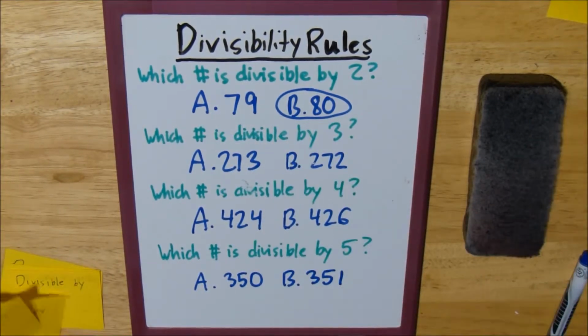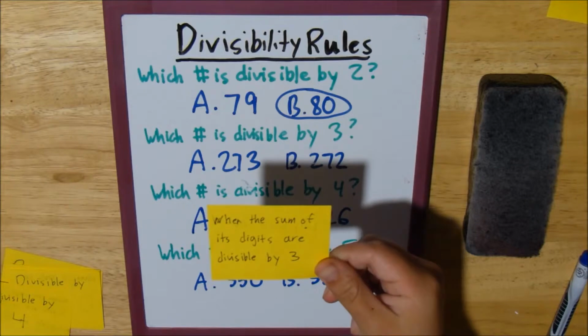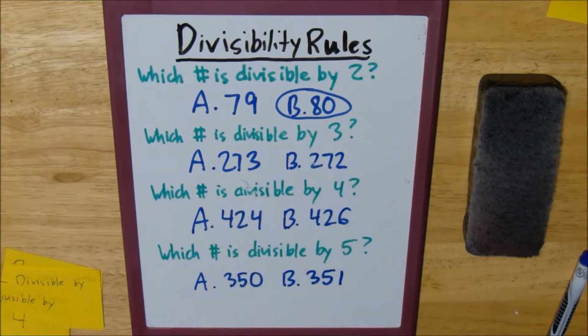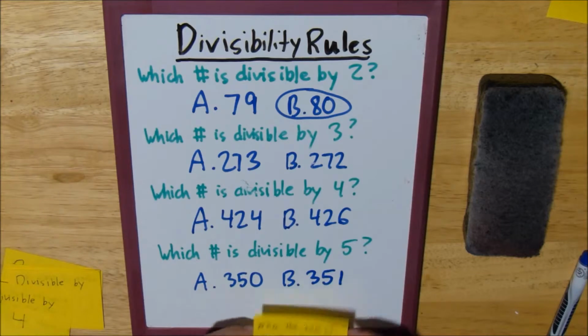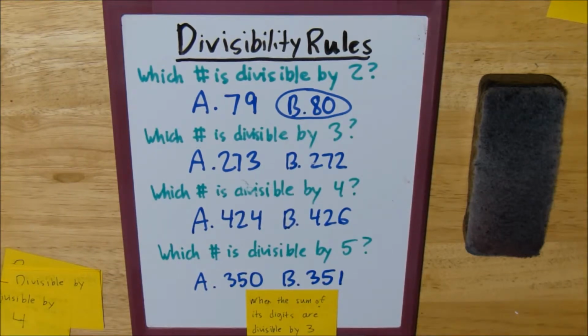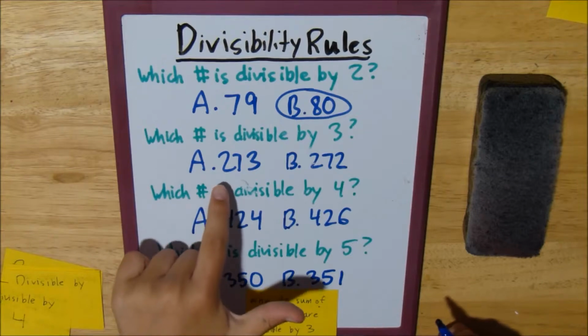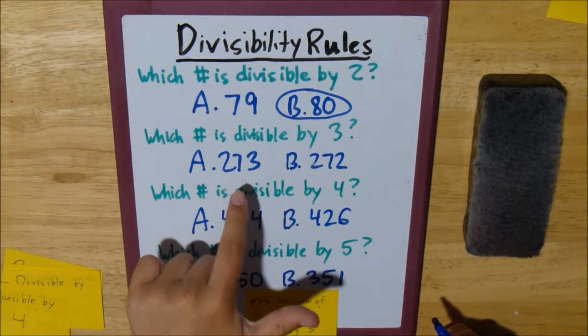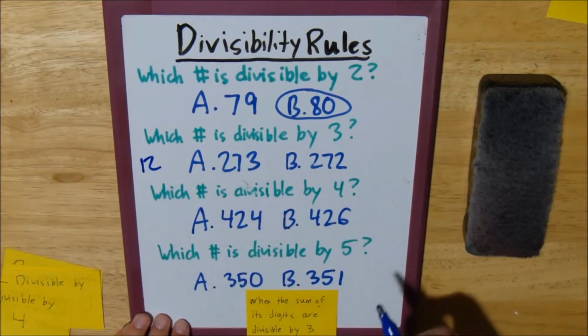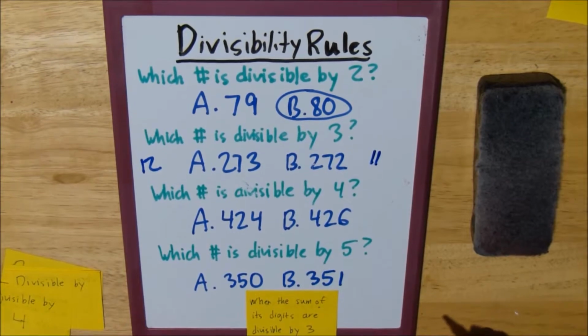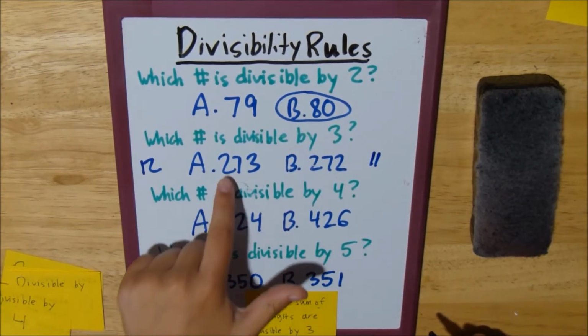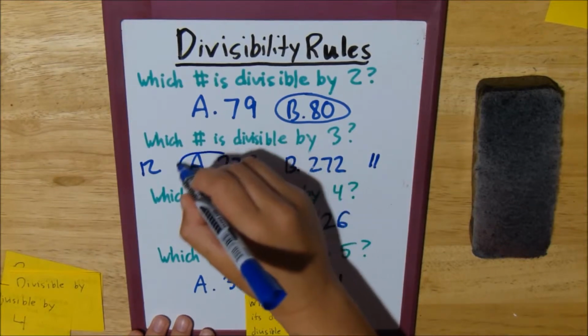Let's move on to divisible by 3. The rule for divisible by 3 is when the sum of its digits is divisible by 3. So essentially, we're just going to add up these numbers, and if that number is divisible by 3, then the entire number is divisible by 3. Okay? So, let's start off with this one. 2 plus 7 plus 3, so 2 plus 7 is 9, 9 plus 3 is 12. Versus 2 plus 7 is 9, 9 plus 2 is 11. So, I know that 12 is divisible by 3, so this must be the number that is divisible by 3.